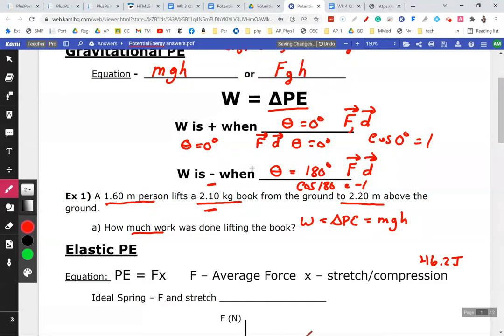So the m is 2.10. When we multiply it by g, you get 21 newtons, and you lift it 2.20 meters above the ground. Work is the change in potential energy, and 21 times 2.20 is, let's see, 46.2. The work is 46.2 joules, or 46.2 newton meters. All right.